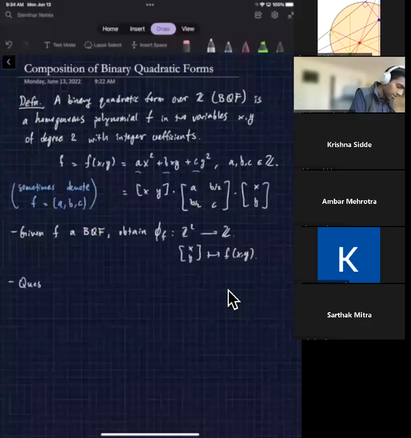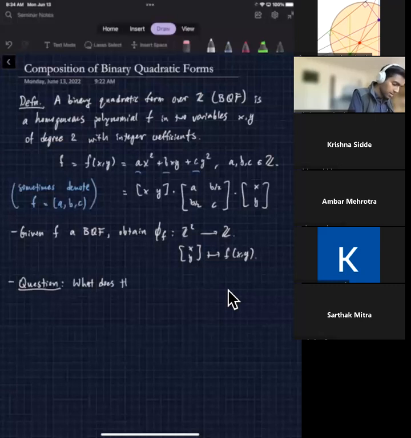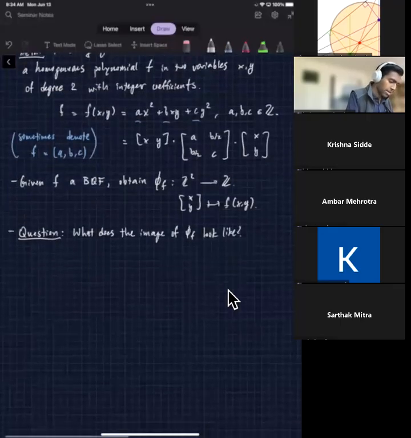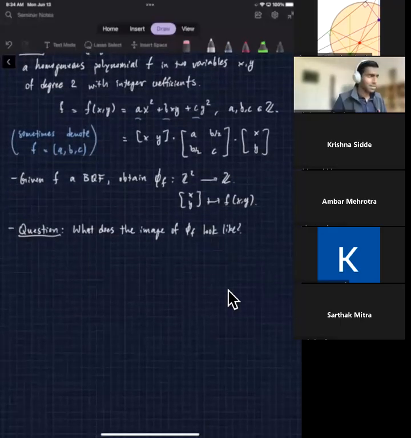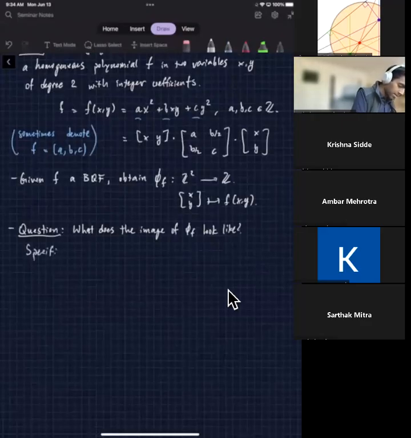And the fundamental question that has been under study for millennia now is, what does the image of the function phi f look like? Okay, so that's a bit of an ambiguous question. So let me make it precise.